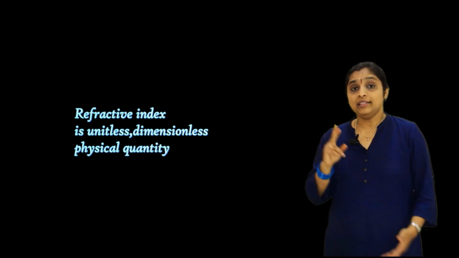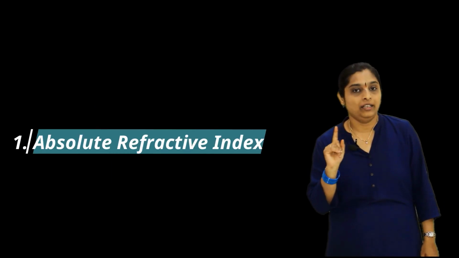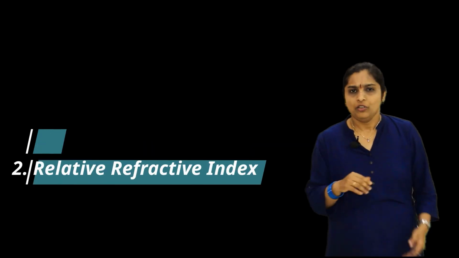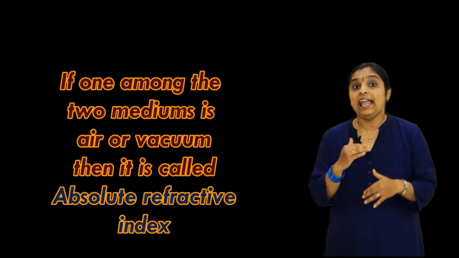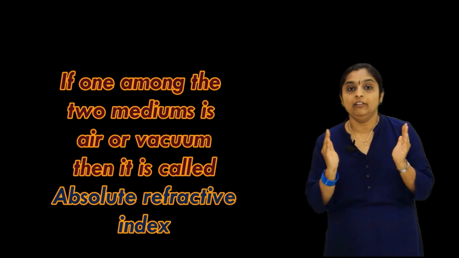Okay. And this refractive index can be calculated in two ways. One is called absolute refractive index and another one is called relative refractive index. So what is absolute refractive index? To calculate refractive index, we need two mediums, right? If either one of the mediums is air or vacuum, then we call it absolute refractive index.